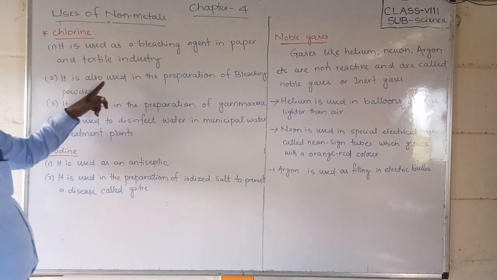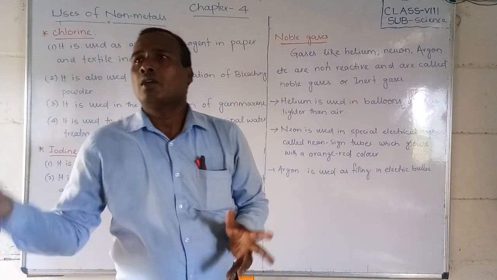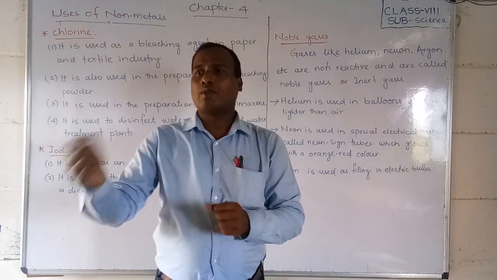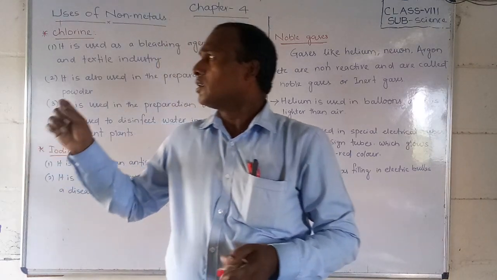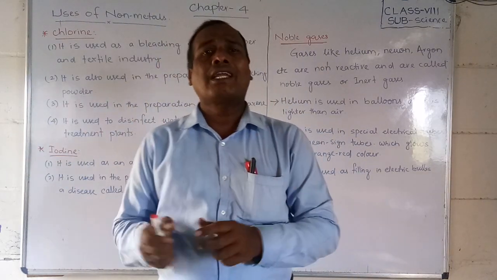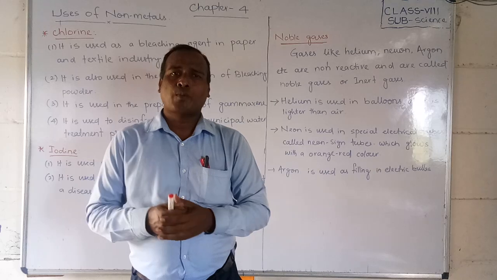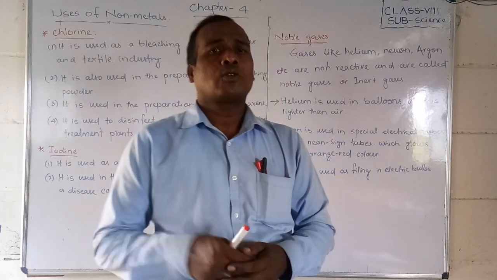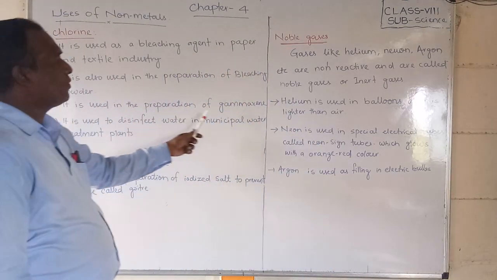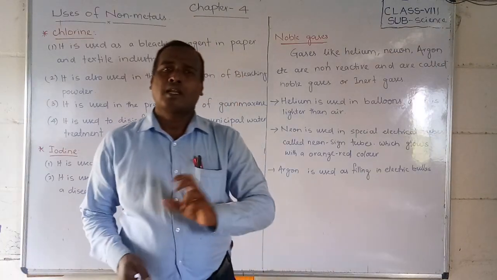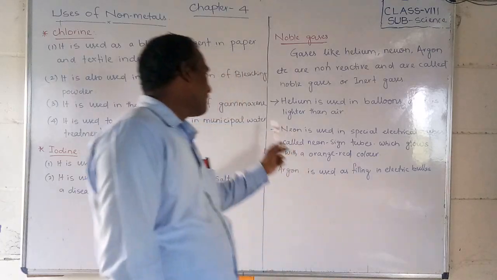Second, it is also used in the preparation of bleaching powder. Do you know bleaching powder? It is a germicide or insecticide, like a medicine, and we apply it to kill bacteria. Whenever water in water tanks gets polluted by bacteria, to kill the bacteria we also use bleaching powder. Next, it is used in the preparation of gammaxane. Gammaxane is also a poison used as a solvent to kill bacteria.